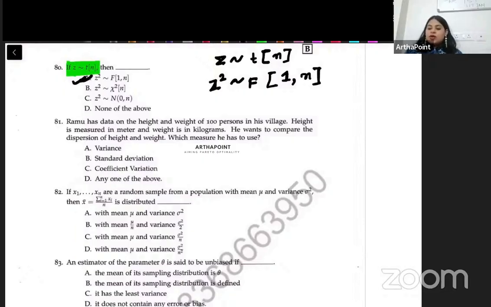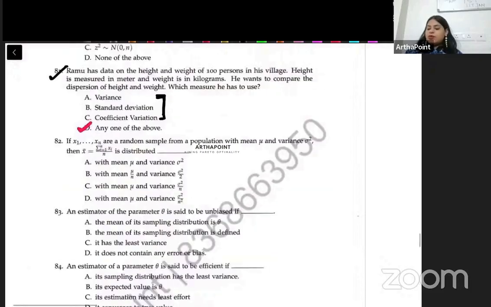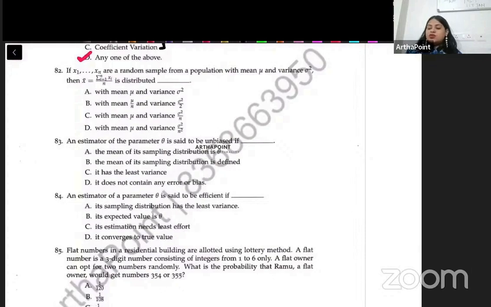Okay, come to the next question. Ramu has data on height and weight of 100 people. Height is measured in meters and weight in kilograms. He wants to compare the dispersion of height and weight. Which measure should he use? Variance, standard deviation, coefficient of variation are all techniques of dispersion, so any of these is correct and you can mark the answer as D. Any of the above is a correct way to do it.